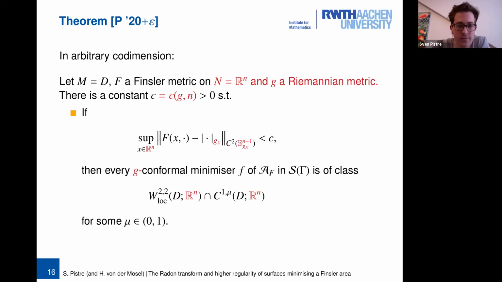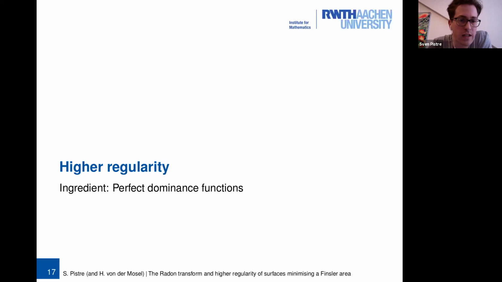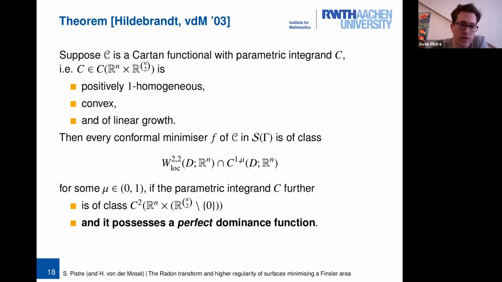sometime soon. Anyway, the first ingredient, again from this Cartan framework, is called perfect dominance functions. This is based on a result from 2003, where, back in this general Cartan setting, where, let me remind you, the integrand was continuous, positively one homogeneous, convex, and of linear growth, you get the desired regularity if further the integrand is of class C2, so it's better, at least outside the zero bivector, and it possesses a perfect dominance function.